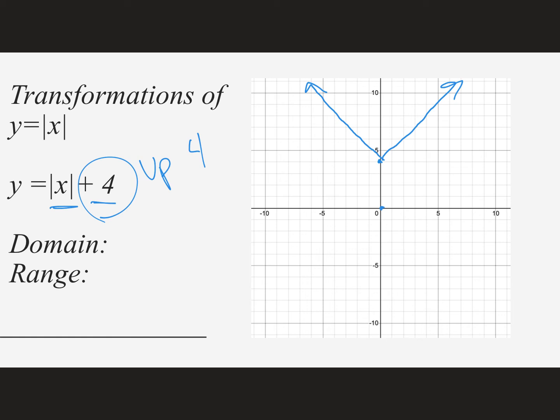So now here, again, my domain is always going to be negative infinity to infinity. My range here, though, is going to be 4 through infinity. Because you see my minimum value is going to be 4.